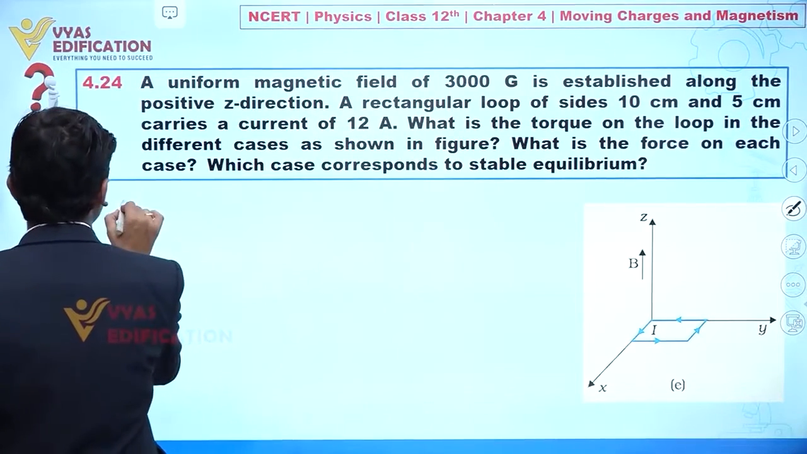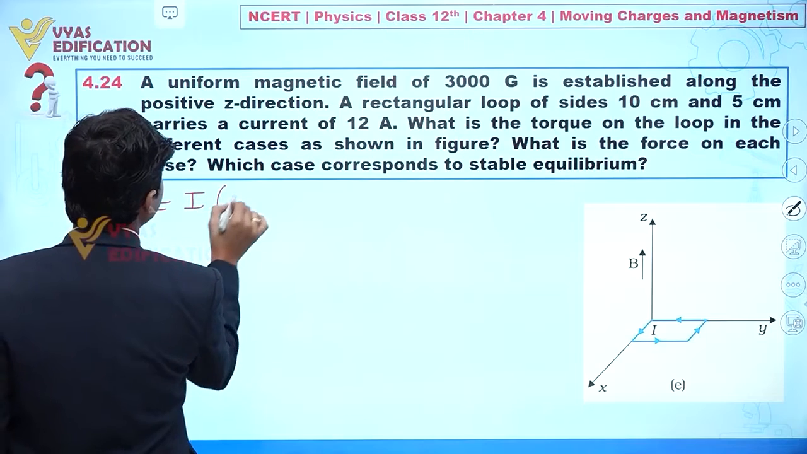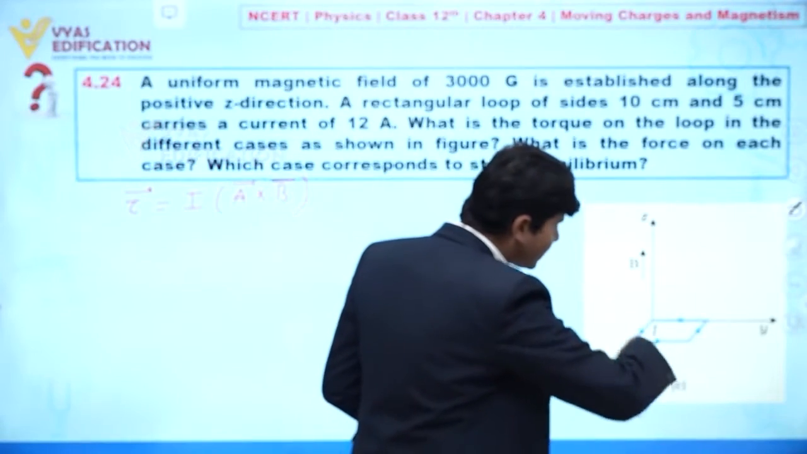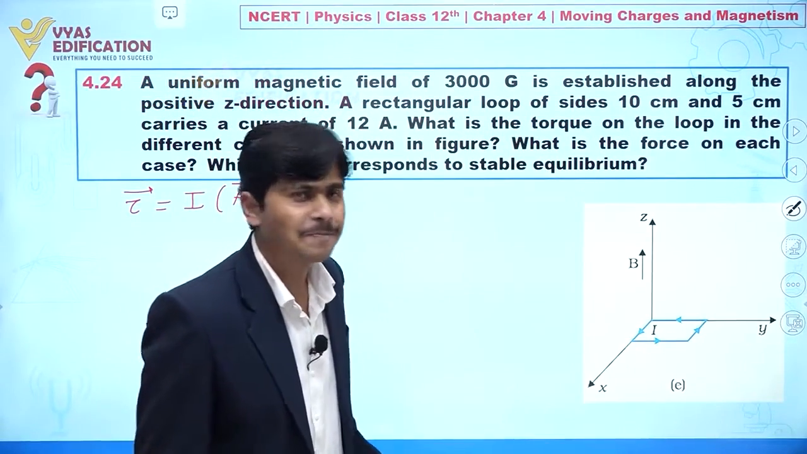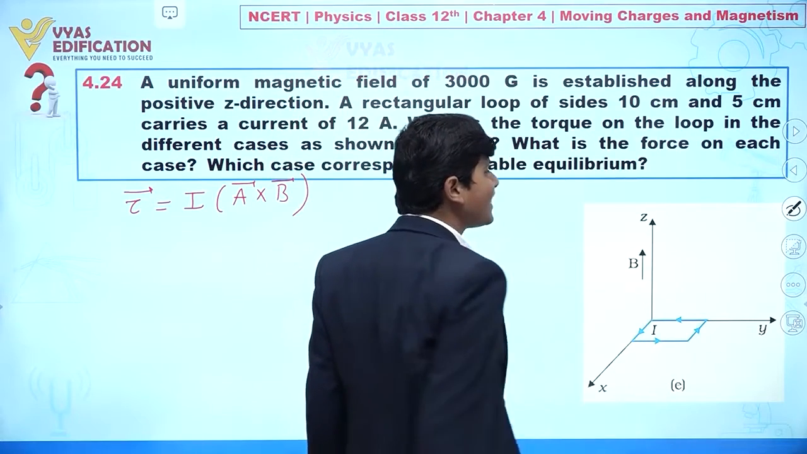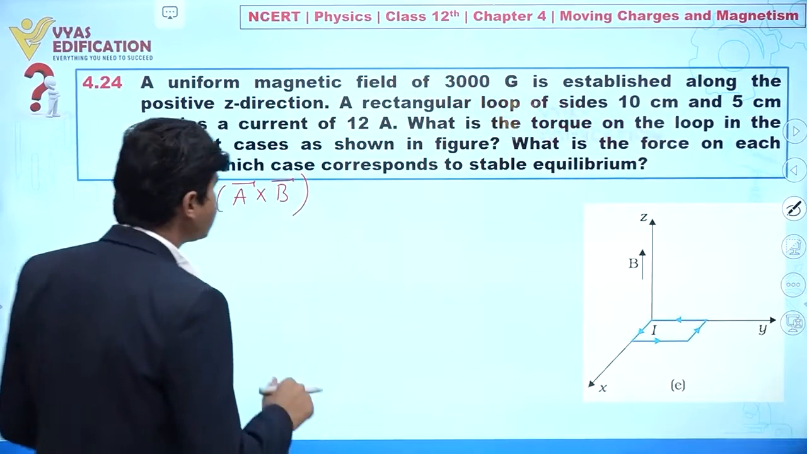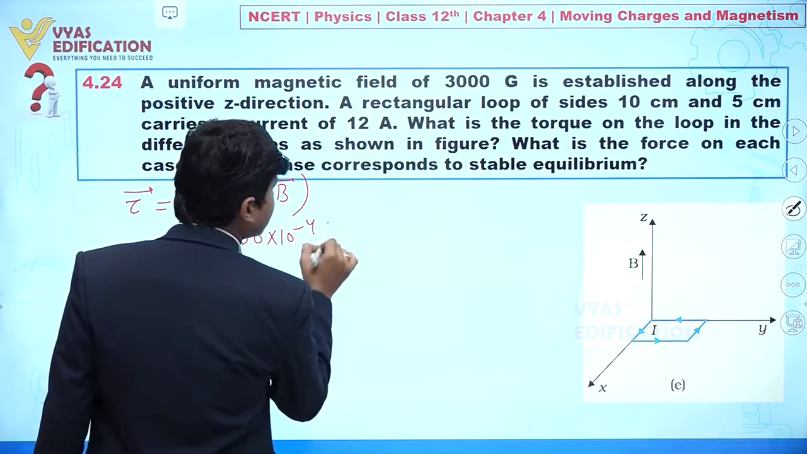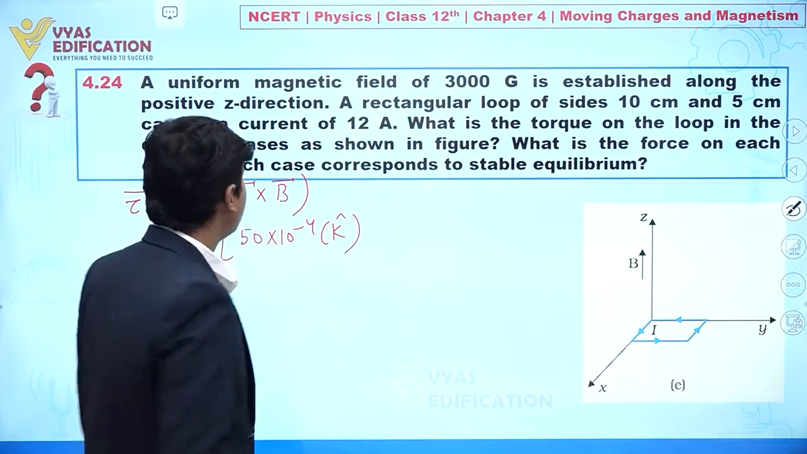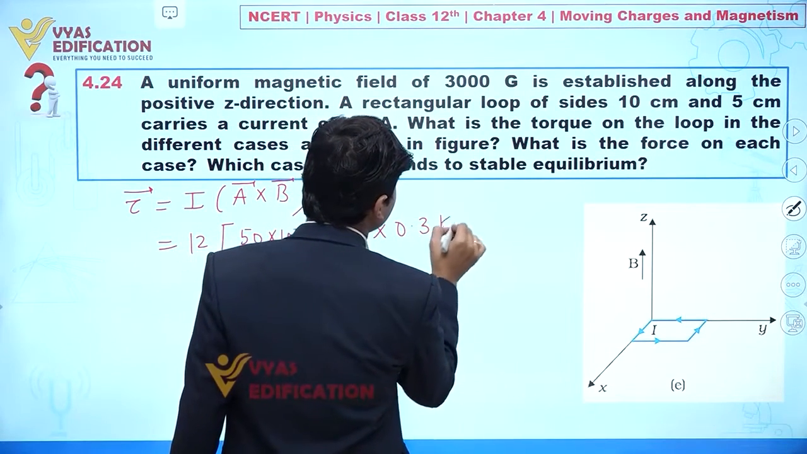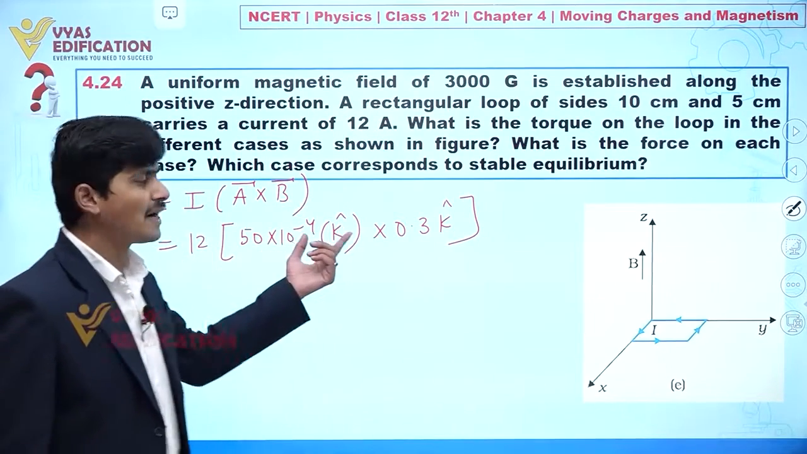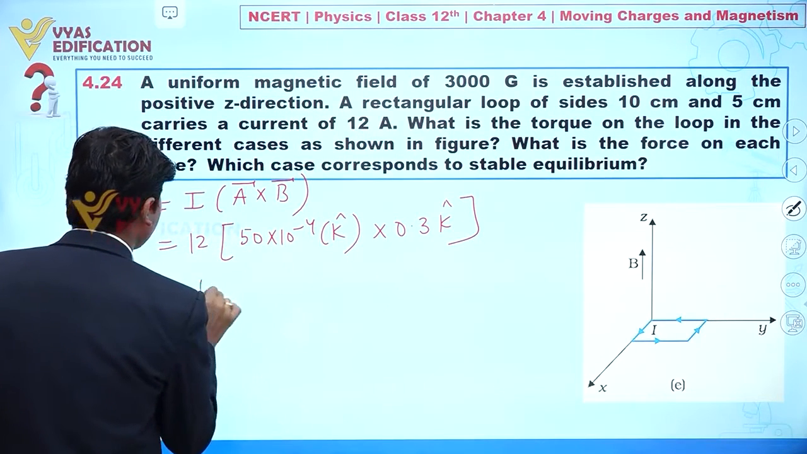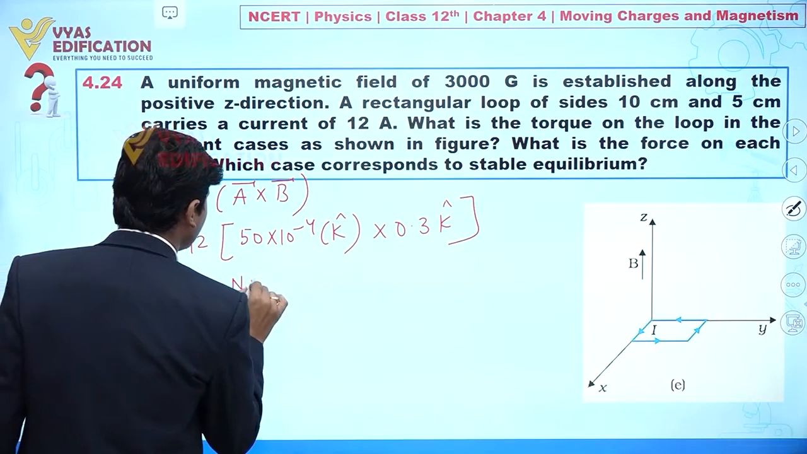In part number E, again torque is given by I A cross B. Clear? Now you can say this time the loop is placed in the XY plane. So if you curl your fingers, the thumb will indicate the direction of Z. So we can write 12, 50 into 10 to the power minus 4, and this is direction K cap. And this is 0.3 K cap. Now finally you will get K cross K. K cross K equals what? That is 0. So the magnitude of this torque is 0 Newton meter.